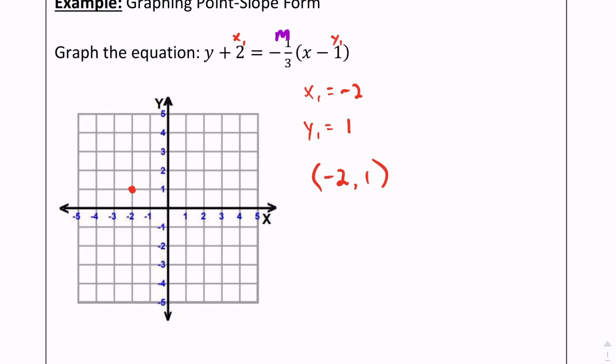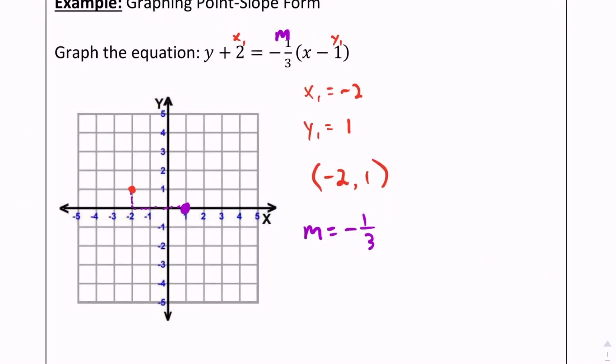That's this number in front of the parentheses. So that means our slope is negative 1/3. So from this point that we plotted before, we're going to follow the slope of down 1, right 3. So down 1, right 1, 2, 3. And there's our next point by following that slope.